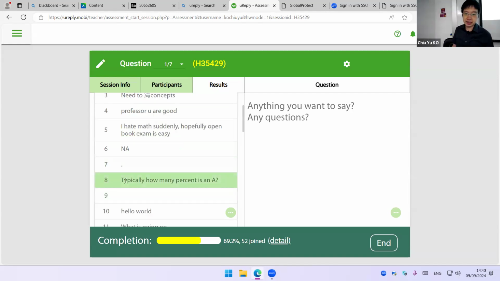Typically, how many percent is A? From historical understanding, A and A minus range will be 30%, something like that. And the division depends on how people are doing, right? But this is all historical. I mean, there is a lot of deviation. This is the mean, I would say. There's still a lot of variation going on here. I hope I answered the question.